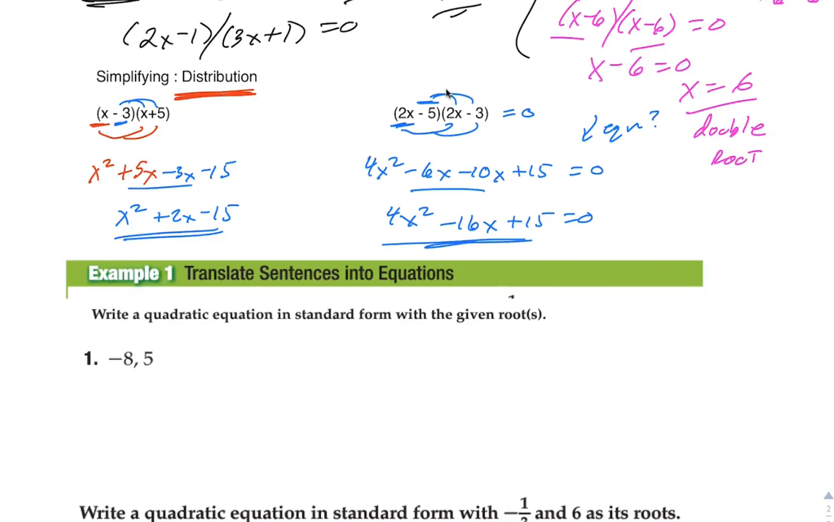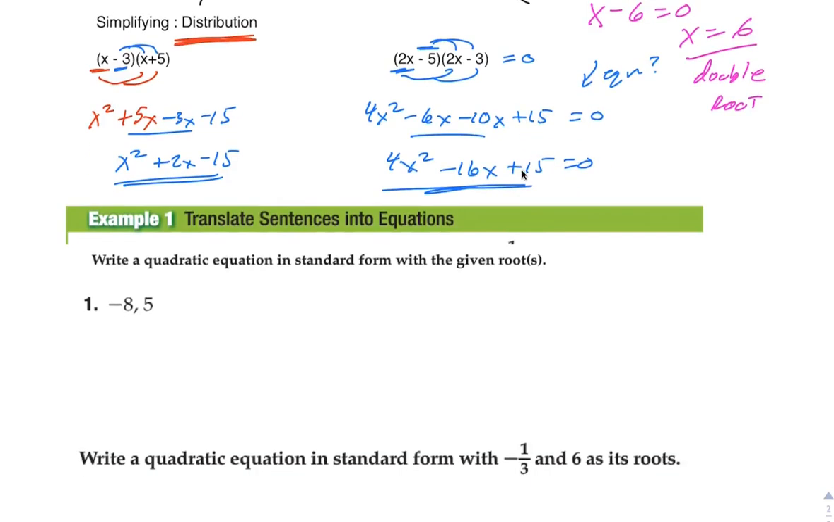And that's my equation, right? So this is kind of going backwards. If I give it to this form, how do I write it in expanded form? You just distribute it out. Now we're going to go a step back from that.